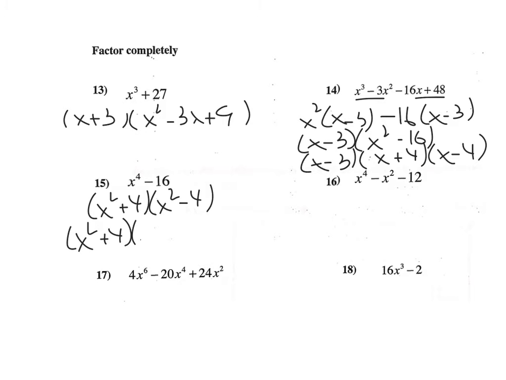So leave that one. x squared minus 4 will be (x plus 2)(x minus 2). And there you go. Again, don't leave a difference of squares. That's two differences of squares in the same problem there. The next one, keep doing the same thing.